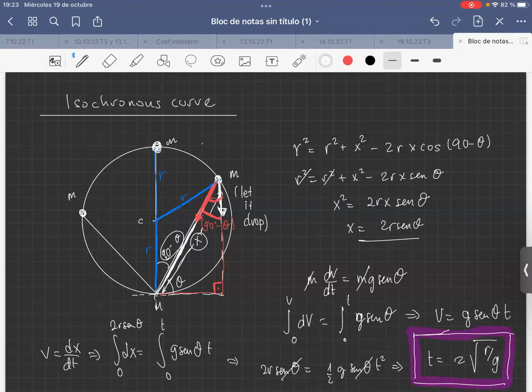So this is something interesting that is called isochronous, because the time is always the same, no matter from where I'm starting to fall on the descent, or how long this path is. The time to get to the lowest point here, M, on the circumference is going to be completely independent of that path. It will only depend on the radius of the circumference.